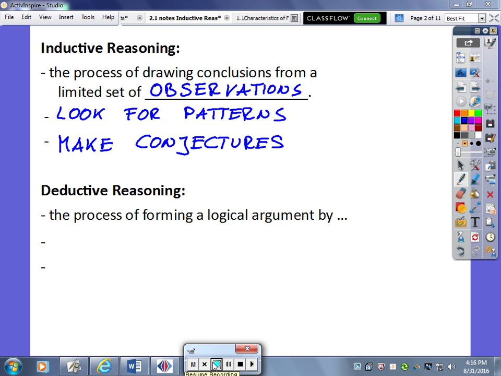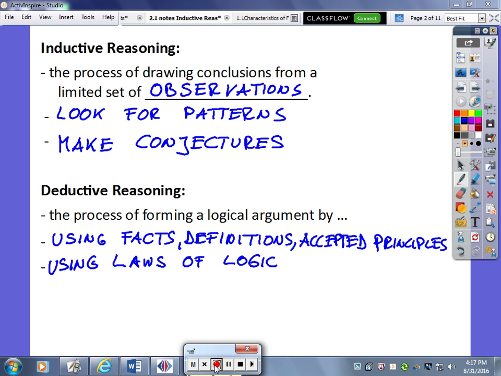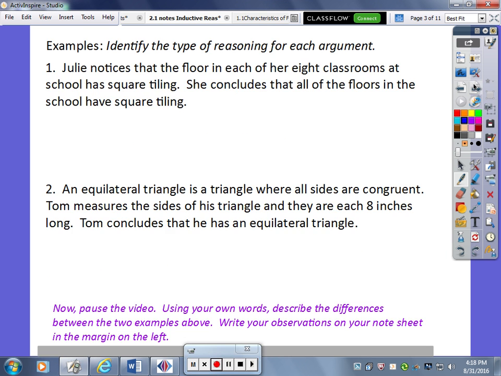Deductive reasoning is the process of forming a logical argument by using facts, definitions, and accepted properties, and putting these together using the laws of logic. And those laws of logic we will be talking about some more later in this unit. Let's look at two examples.